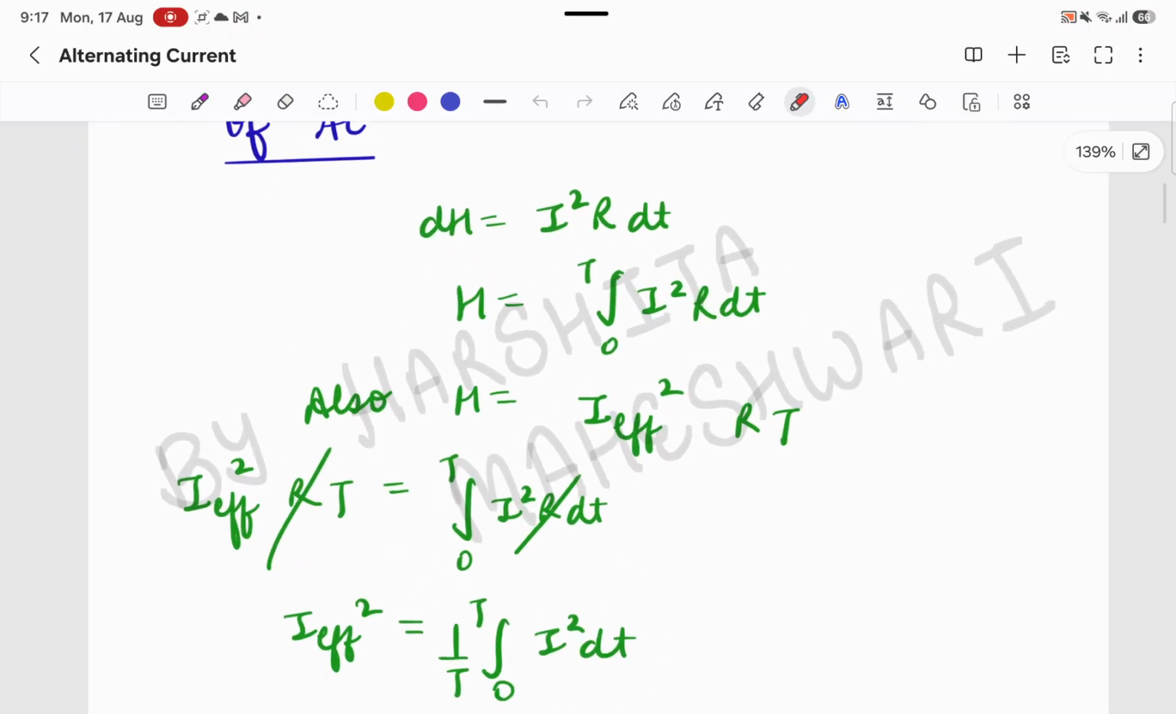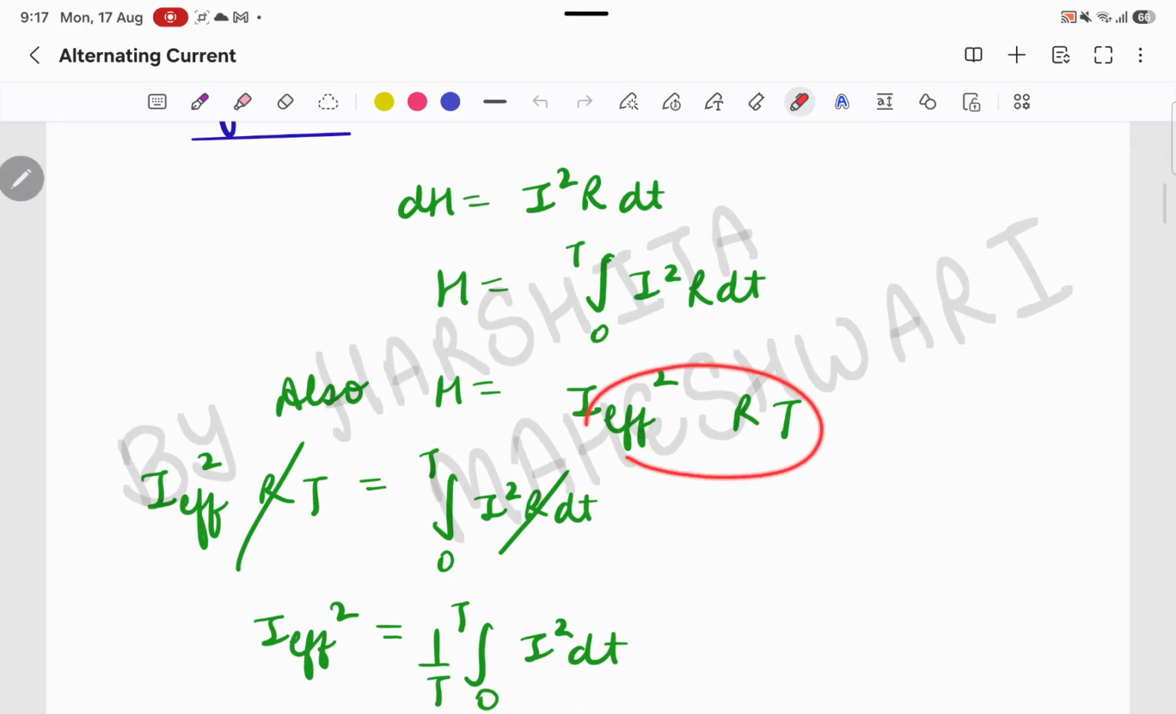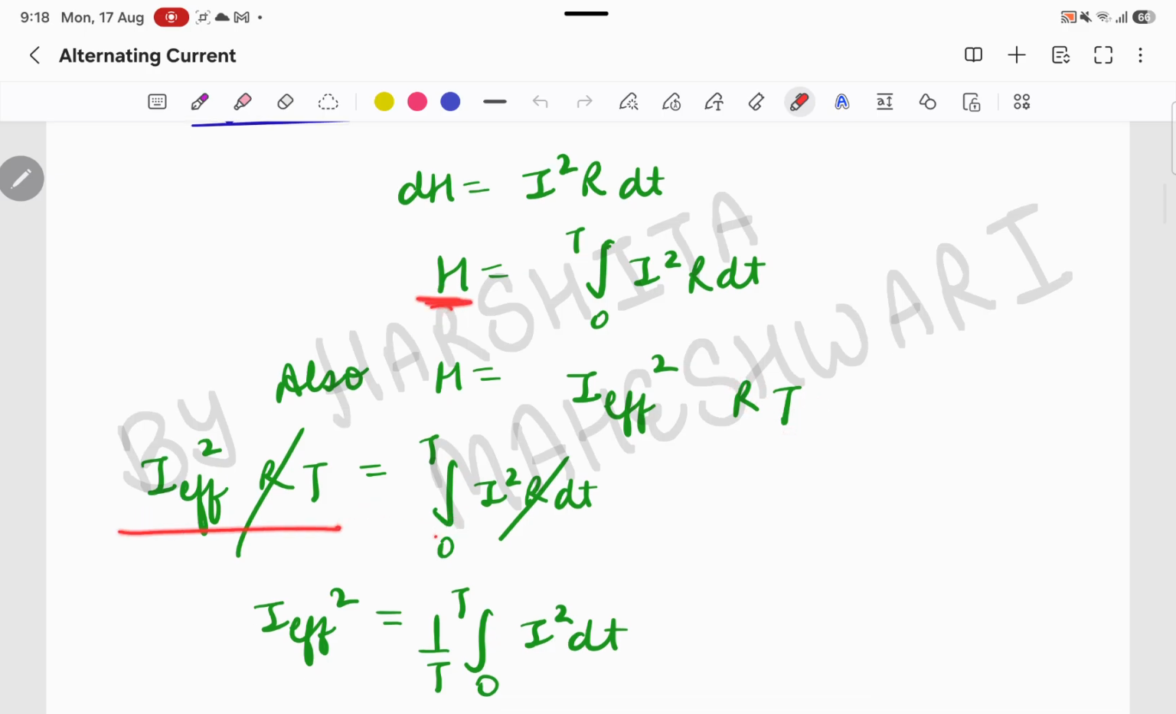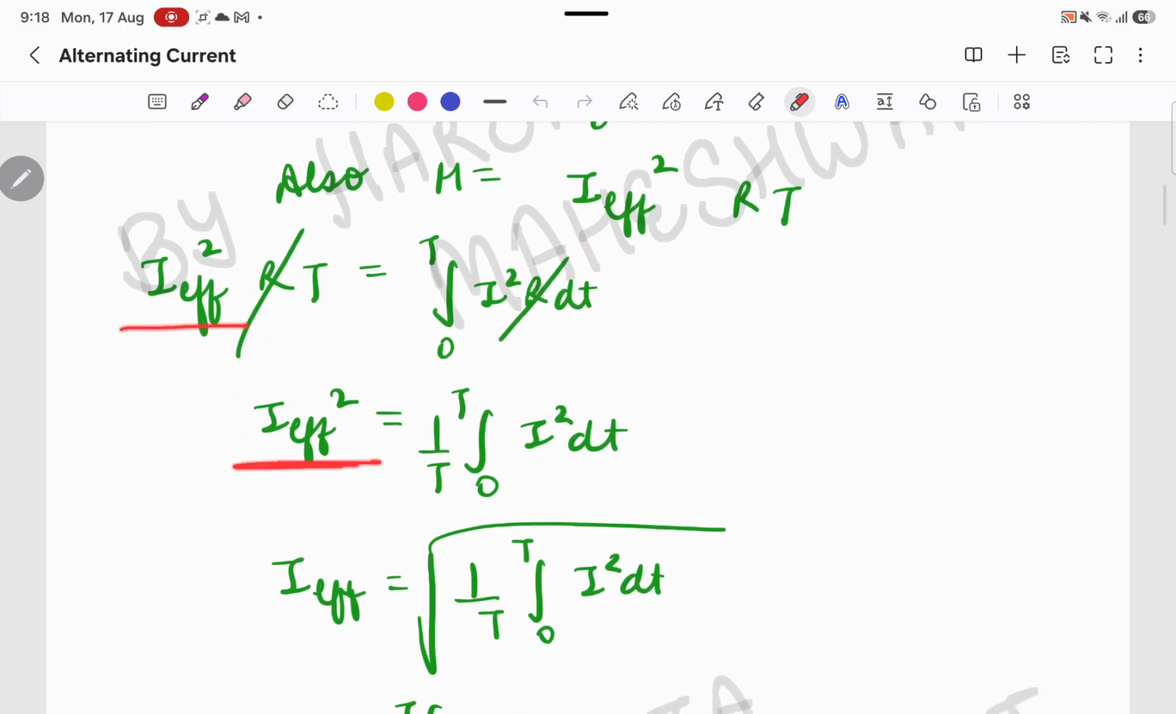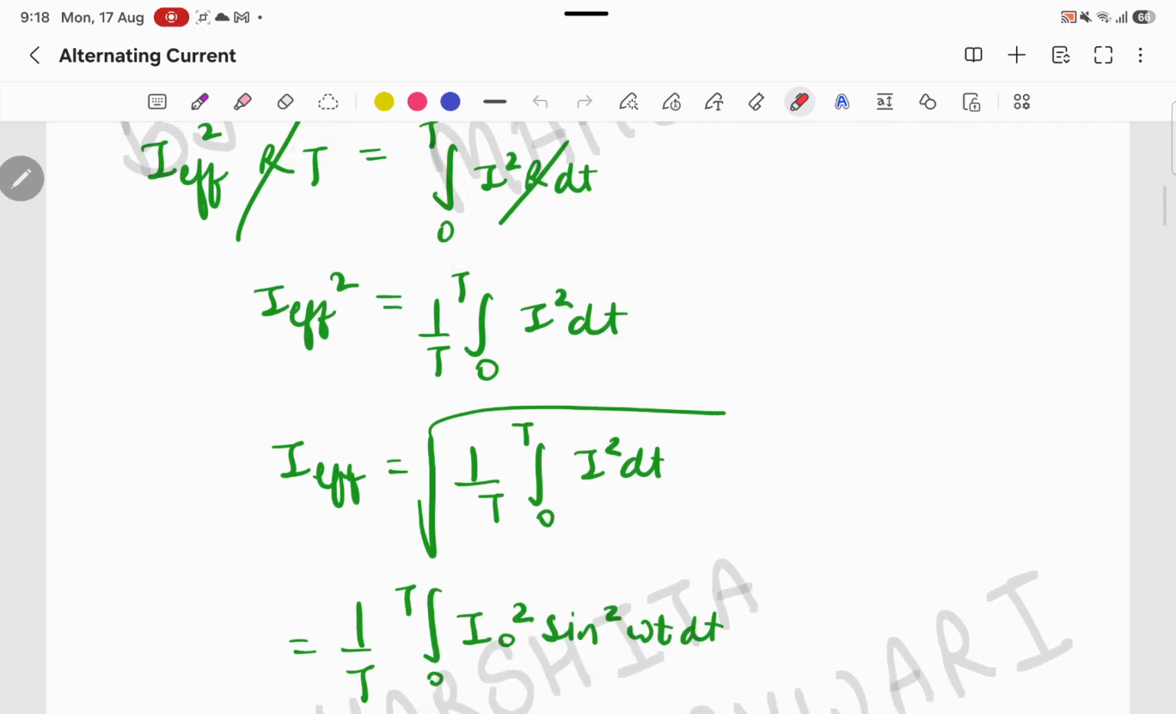Now, next thing we have is, this value I effective square R into T can be written in place of H and equated to the integral of I square R dt from 0 to T. We can see that R and R will get cancelled. So I effective square, I took it here. Now this T value, I am just taking in the denominator here, integrating it from 0 to T, I square dt. Now this I square multiplied by dt will be integrated to calculate the value.